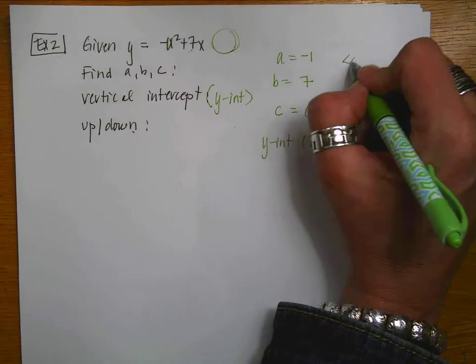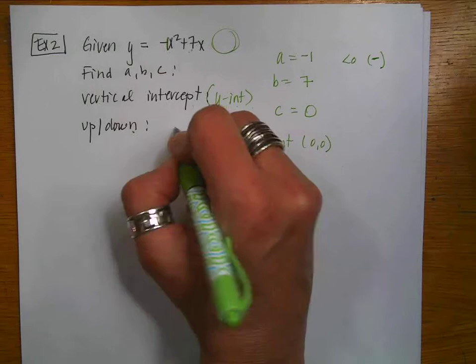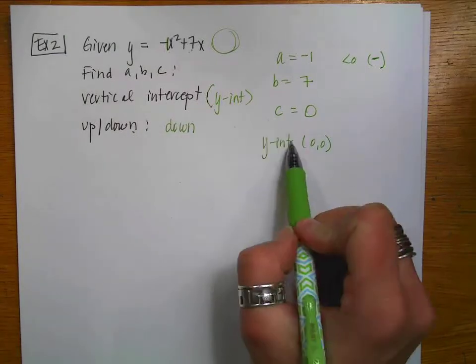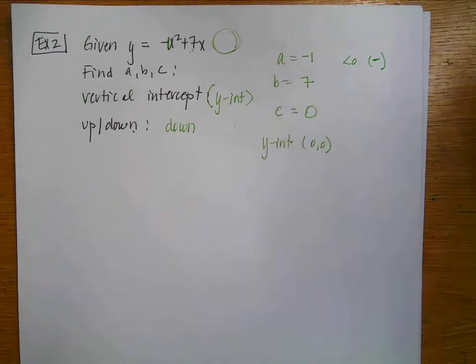A is negative, so it's less than 0. So we know that the parabola is going to open down. We found our y-intercept. We found a, b, and c.